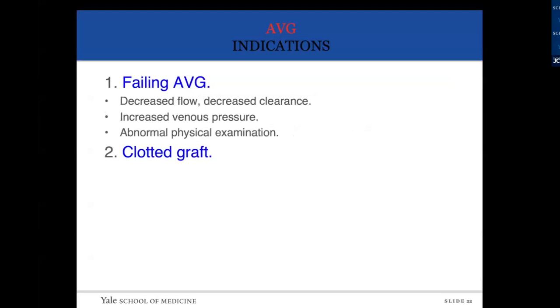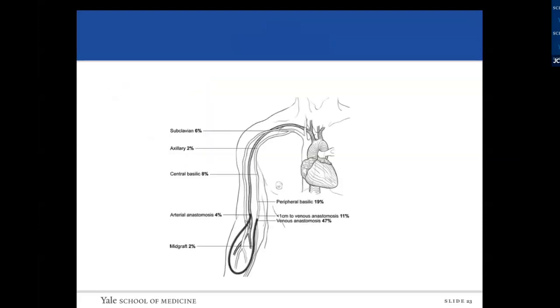The issues with the AV graft is that they do have decreased flow. They have increased venous pressures, and sometimes they do get clotted a lot. They're easy to open, but at the same time, the chances of getting a graft thrombosis is very high. So just keep that in mind, we do prefer fistulas because of that, but sometimes you do have to get a graft because you don't have enough veins to make the connection.